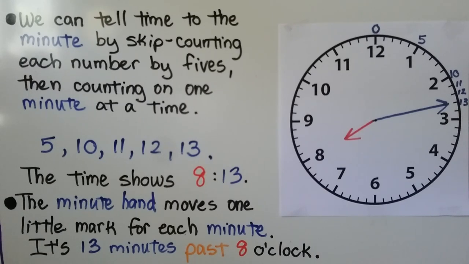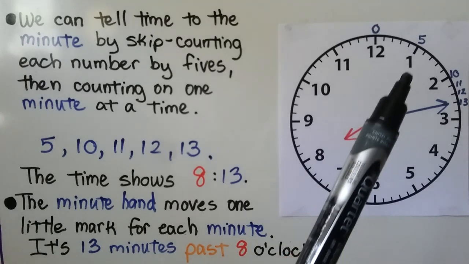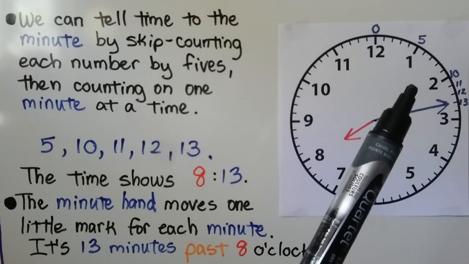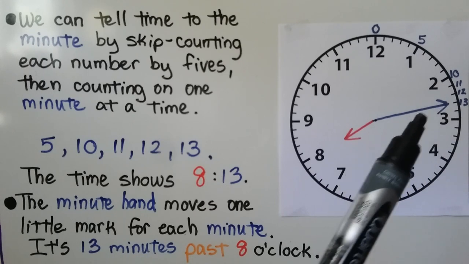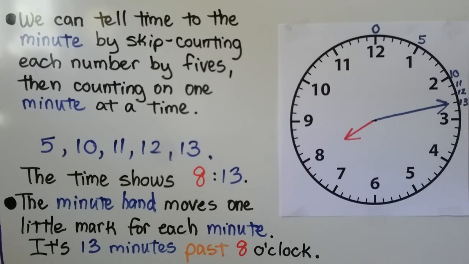So remember that we can tell time to the minute by skip counting each number by 5s, 5, 10, and then counting on 1 minute at a time, 11, 12, 13. The minute hand is pointing to the 13.